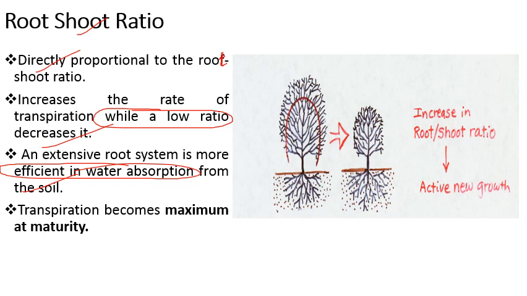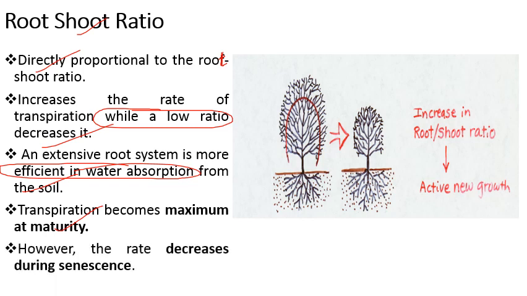And transpiration becomes maximum at maturity. जब plant maximum maturity में पहुंचता है तो rate of transpiration maximum होता है, while it gets lowered during the process of senescence or aging. जैसे जैसे plant में aging होती है वैसे वैसे rate of transpiration भी decrease होता है.